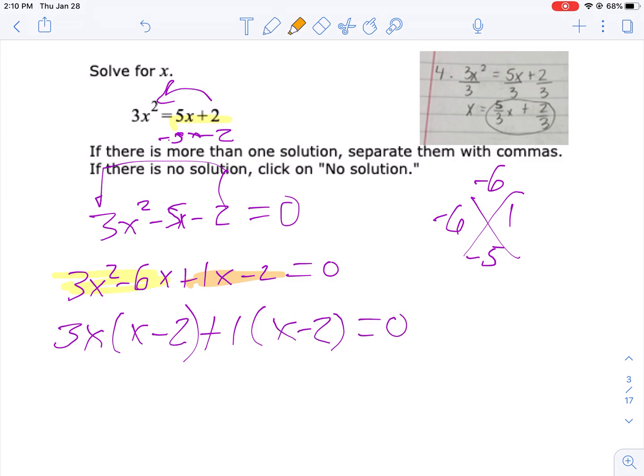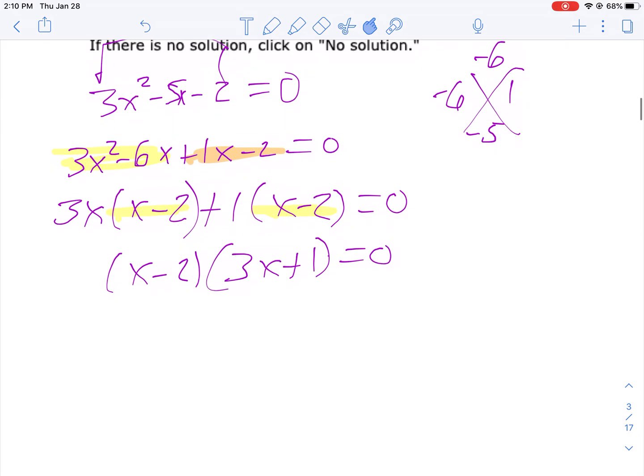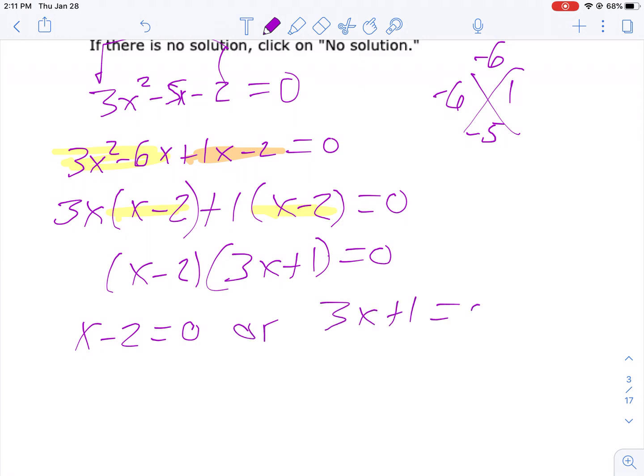Notice the x minus 2's are the same, aren't they? So we're going to factor that parentheses out. So I'm going to say x minus 2, which means the second parentheses is going to be what's left over, which is 3x plus 1 equals 0. Now we're going to apply the zero product property. So we're going to say, oh, x minus 2 equals 0, or 3x plus 1 equals 0.